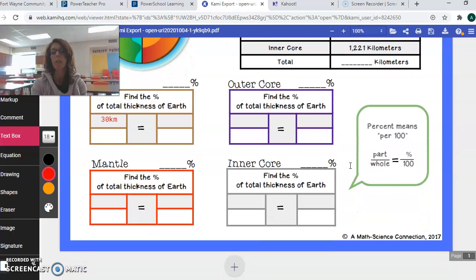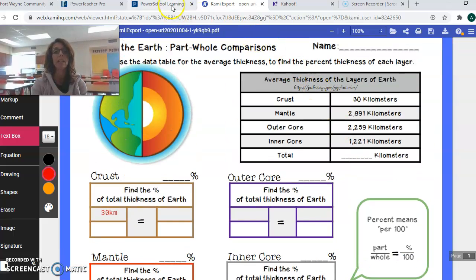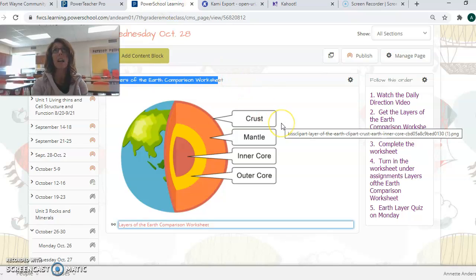So I hope that is helpful in finding the ratio and how those work. So a very light day today. You're just going to turn this in under assignments, under Earth's comparison worksheet, and you'll be ready to go. Now, I will add some links to help you get ready, for Quizlet, some quizzes, which is just like a Quizlet site, and some Kahoots to work on to get ready for Monday's quiz.